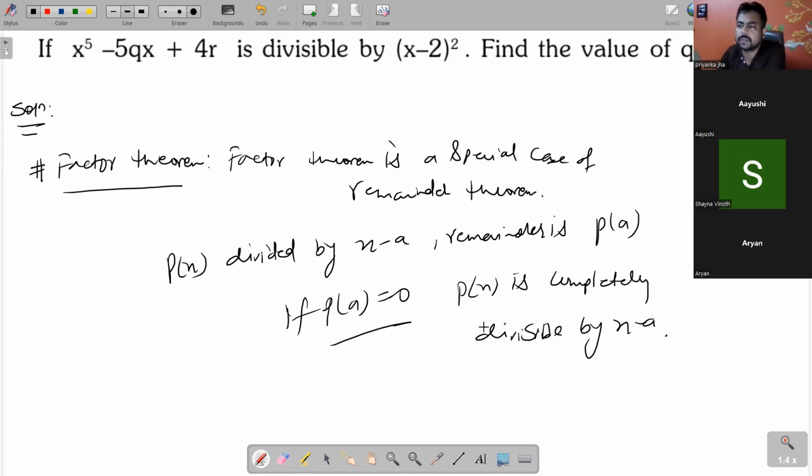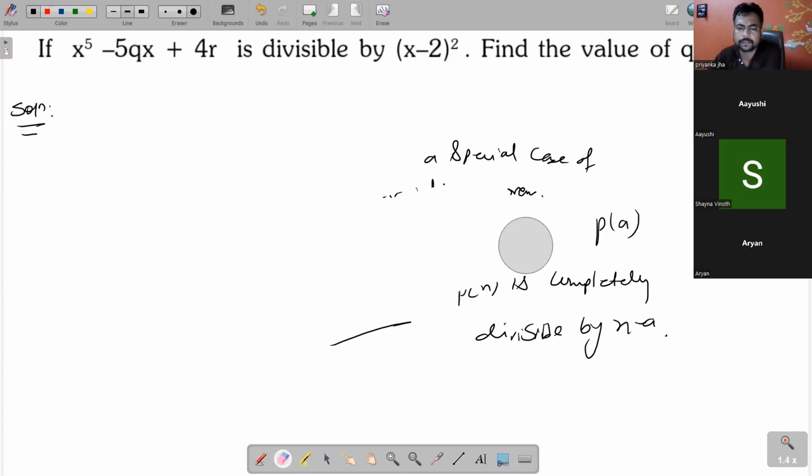This is factor theorem. It is just a special case of remainder theorem. If P(a) comes out to be 0, it means that the polynomial is completely divisible by that factor. That's all, nothing else. If you want to note it down, note it down. Otherwise, there is nothing much in this.